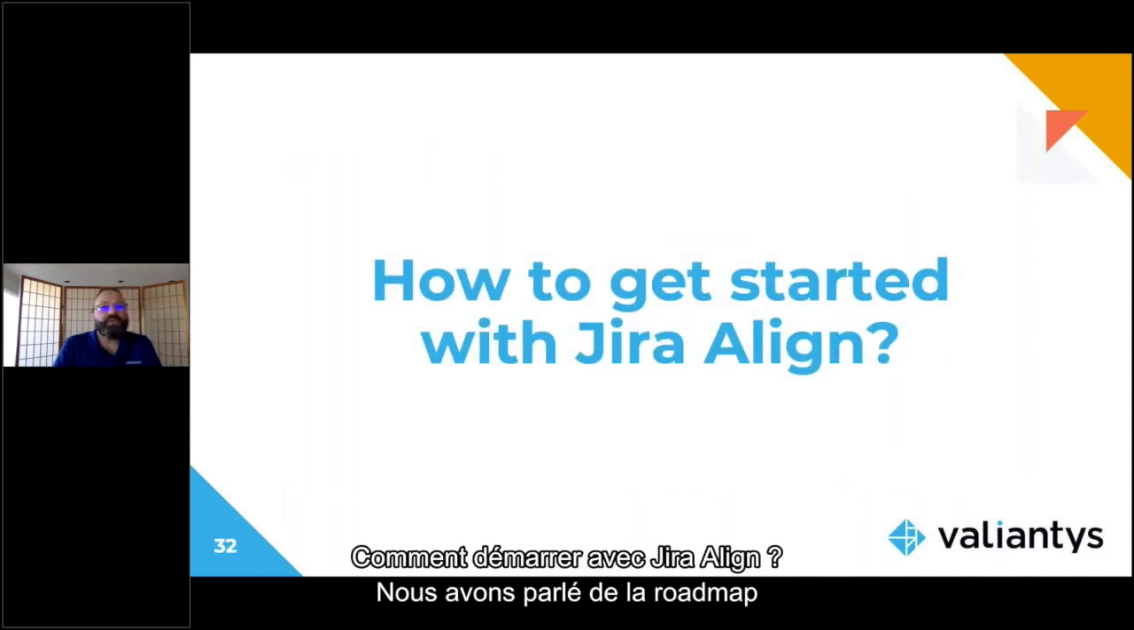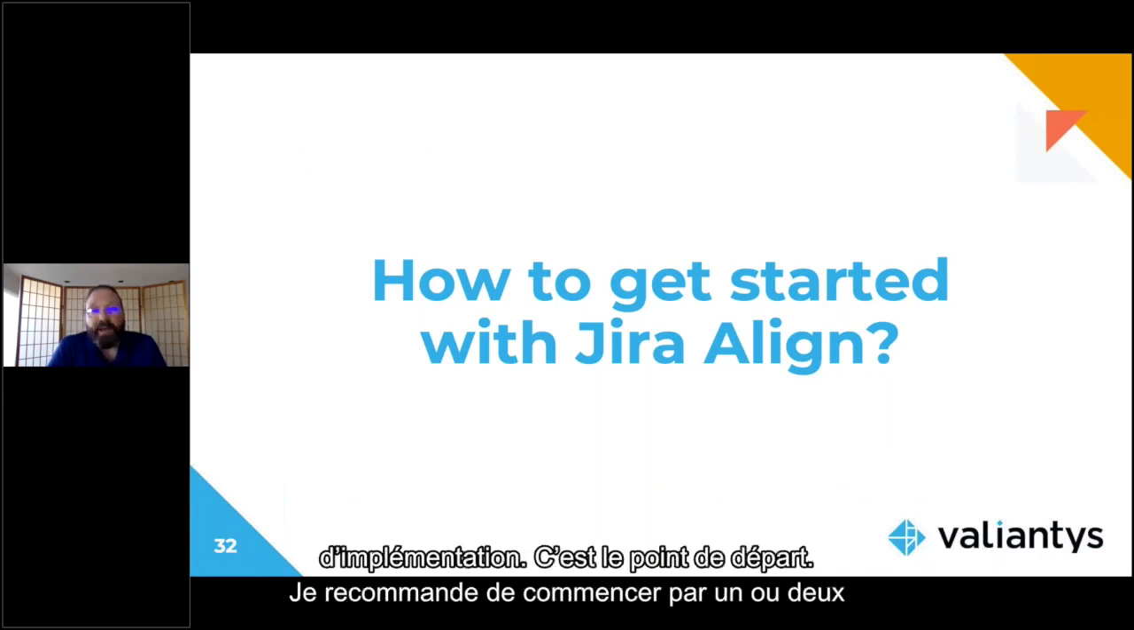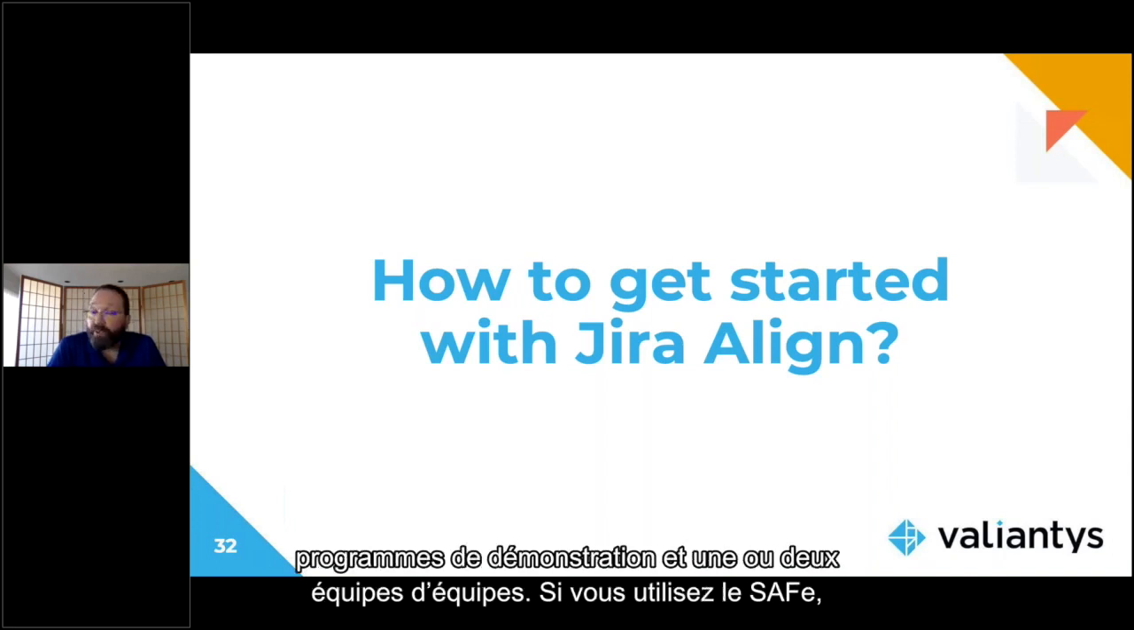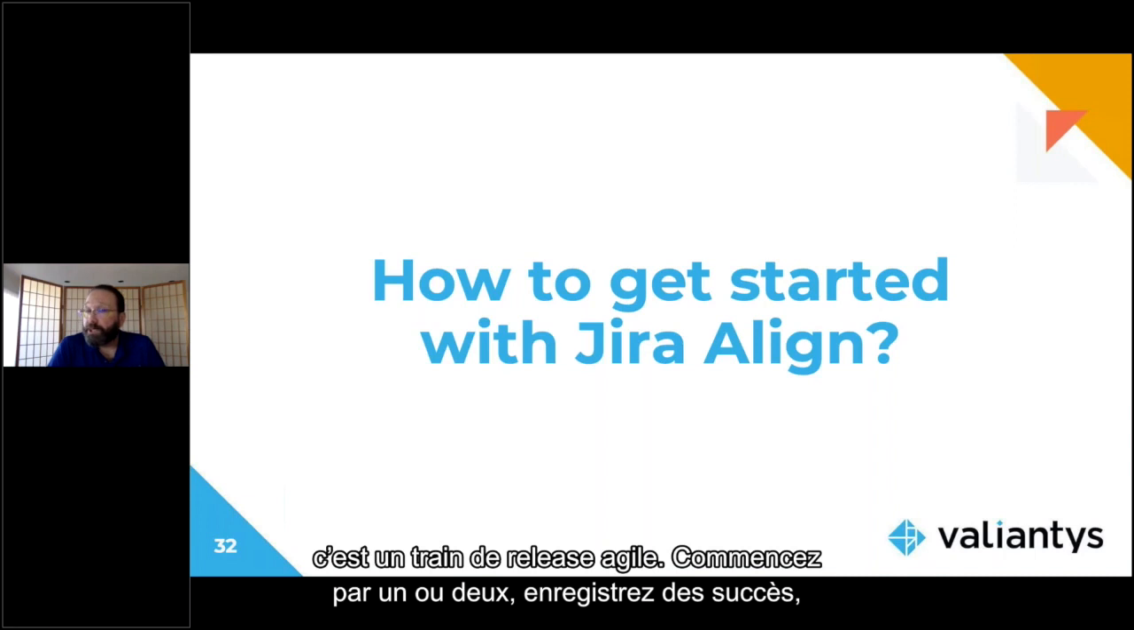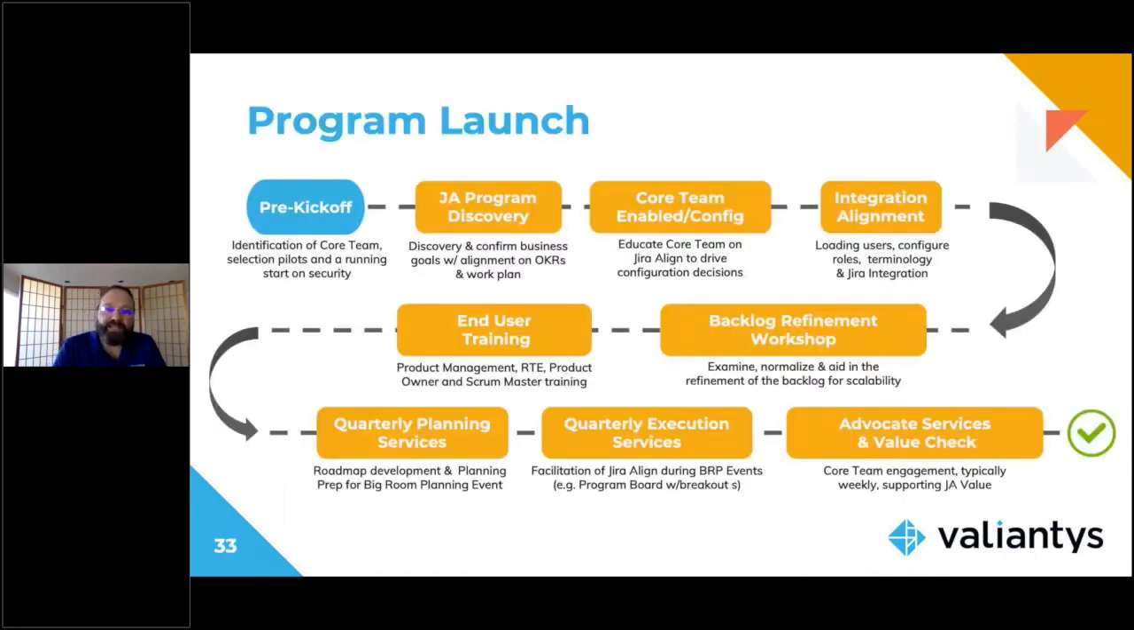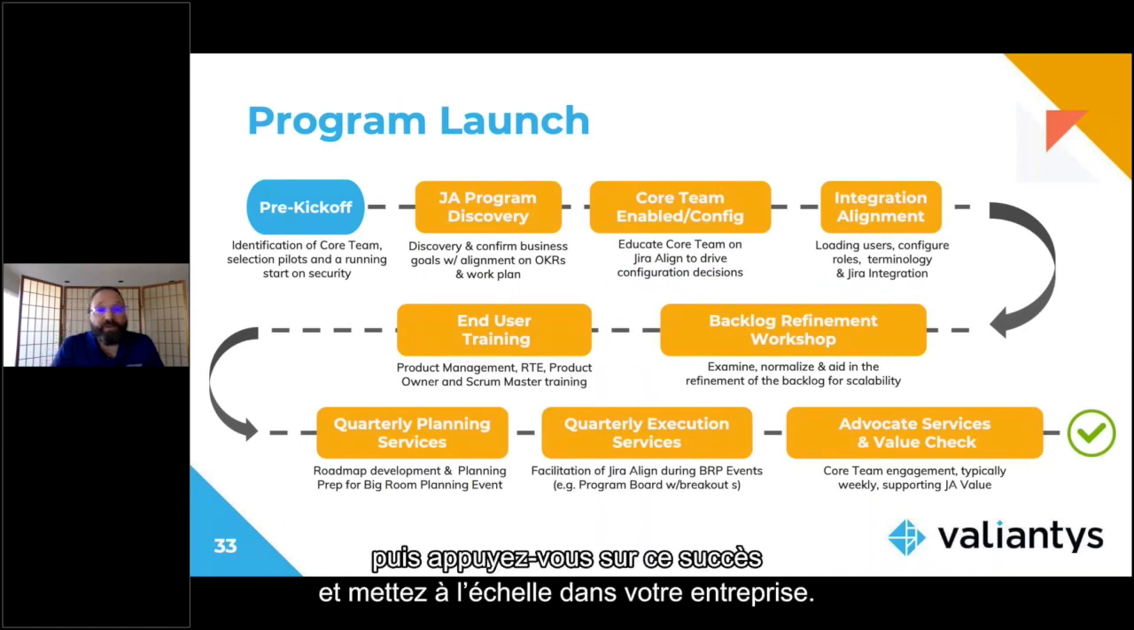So then how do you get started with Jira Align? Well, we talked a little bit earlier about the implementation roadmap, and that's really the place to start. And we recommend starting with 1 or 2 showcase programs, 1 or 2 showcase teams of teams. If you're using SAFe, that would be an Agile release train. Start with 1 or 2, build some success, and then leverage that success, build upon it to then scale across your organization.